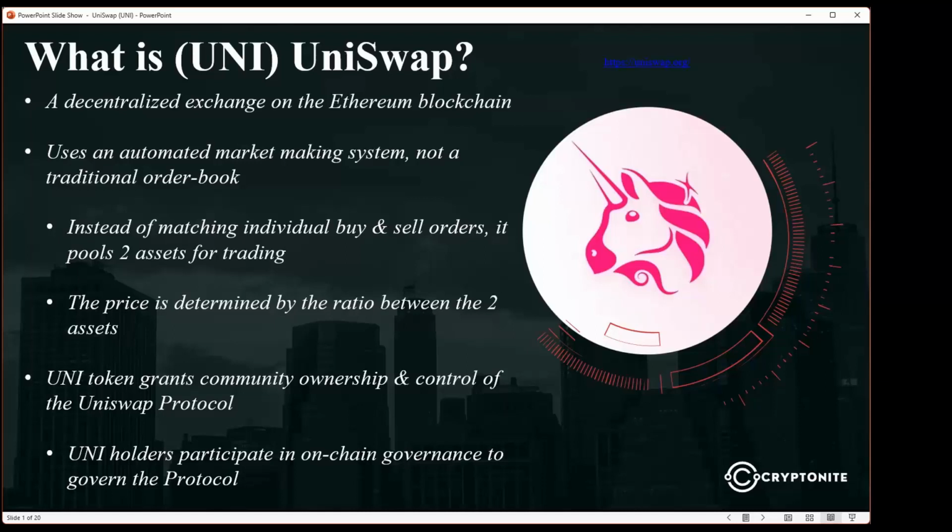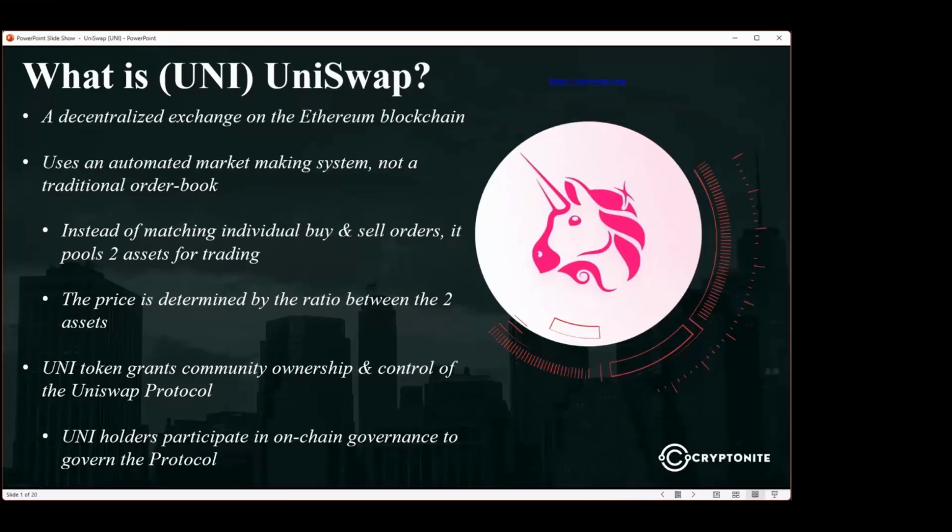Uniswap is a decentralized exchange that's sitting on the Ethereum blockchain, and it's one of the most used exchanges out there as far as DEXs are concerned. And their UNI token grants the community some ownership and control over the protocol, so there is governance. And of course, you get some of the rewards and fees that are made by Uniswap. It helps with the UNI token price.